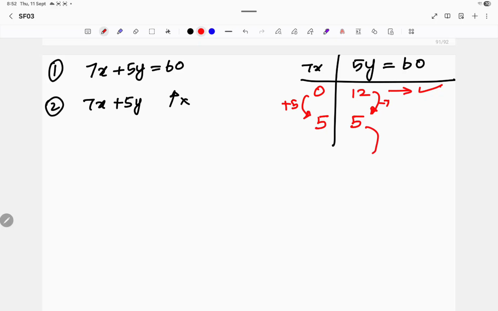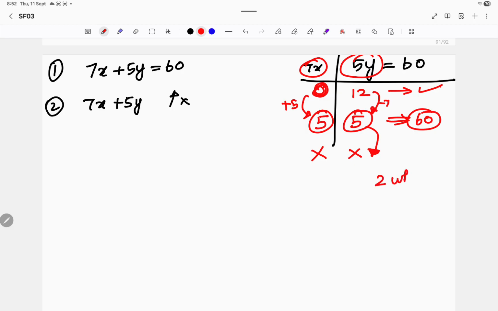Beyond this, if I keep going further, I will be getting a negative value, so no further solutions are possible. I'll go and verify this. 7 5s are 35, 5 5s are 25. Do they add up to 60? Yes. So how many natural number solutions, not natural number, whole number solutions, because 0 is also part of our solution. How many whole number solutions are possible for our 7x plus 5y equals 60? There are 2 whole number solutions possible.